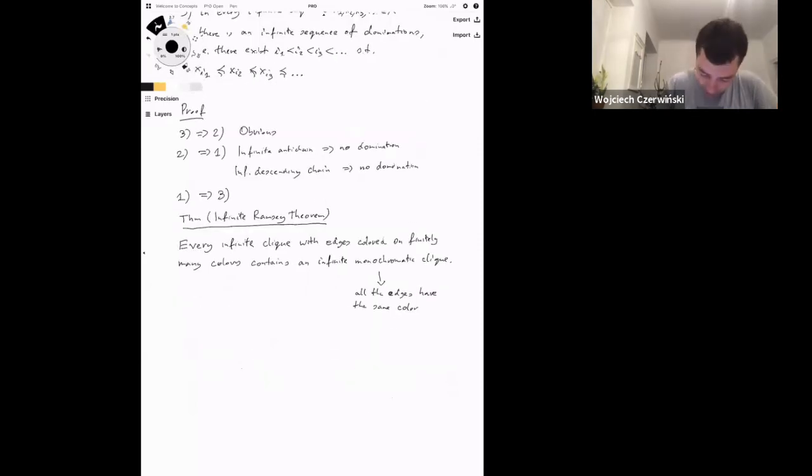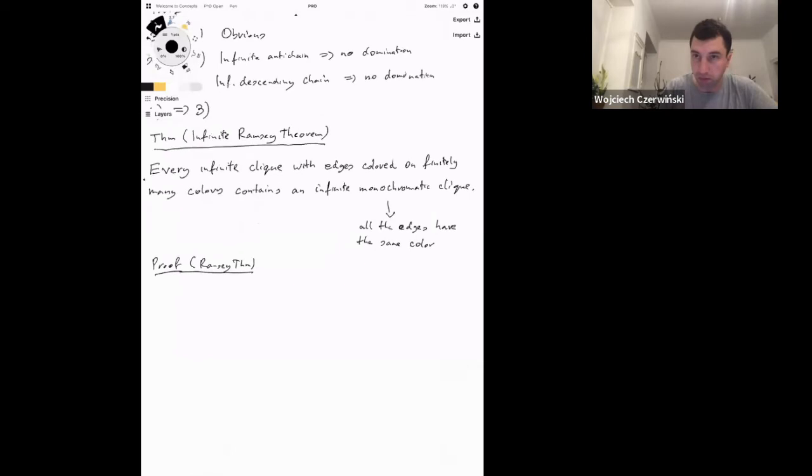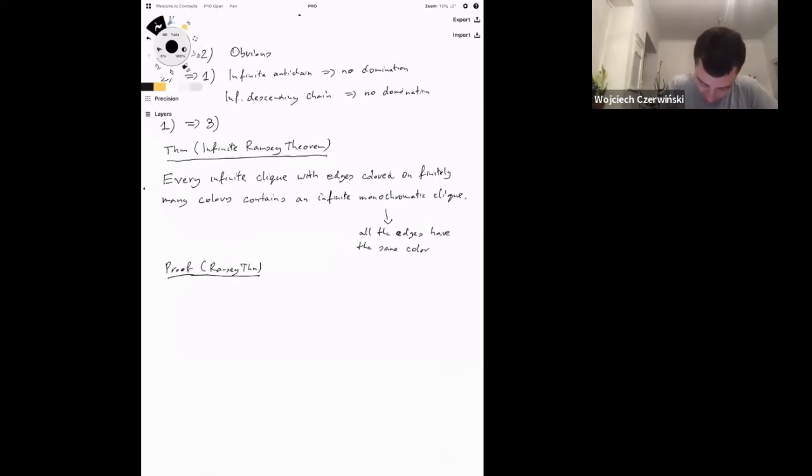Okay, so let's prove the Ramsey theorem. Let's prove it. Imagine you have this infinite clique, and we list vertices. We order the vertices of this clique somehow: v1, v2, v3, v4, and so on.